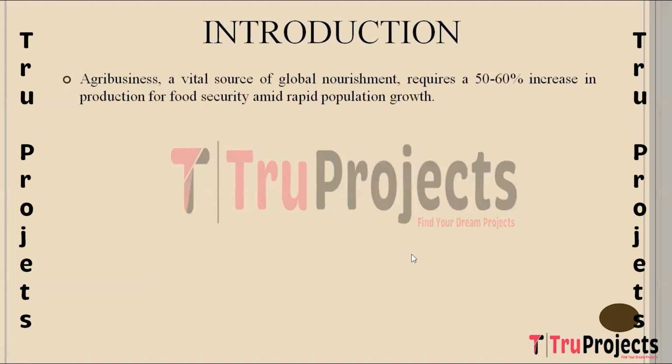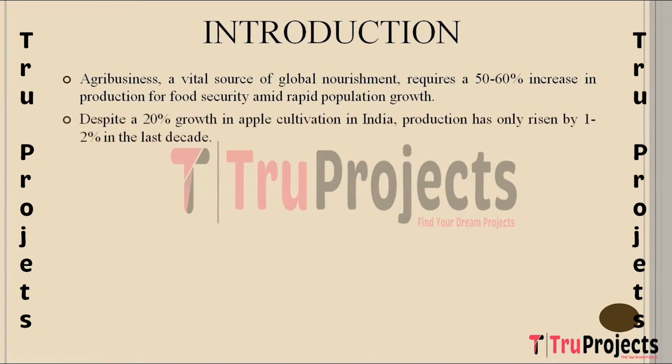Introduction. Agribusiness has been a fundamental source of nourishment for decades, providing nourishment to approximately half of the global population. As the global population grows, there is an urgent need to increase agricultural production by 50 to 60% to ensure food security, especially in countries experiencing rapid population growth.